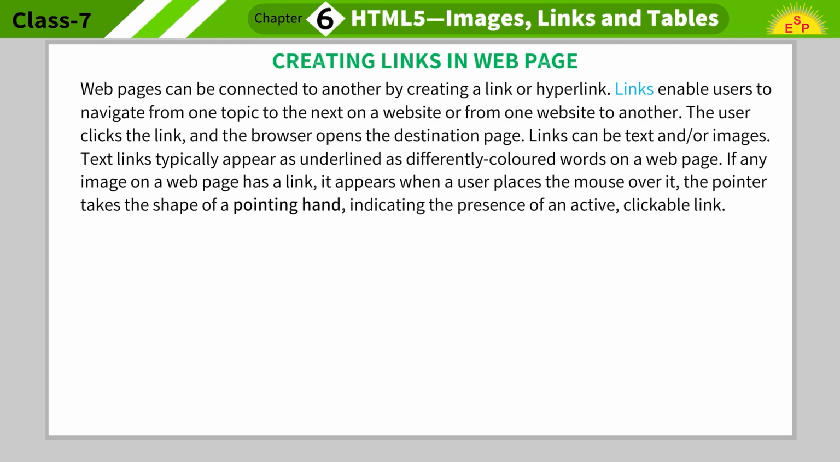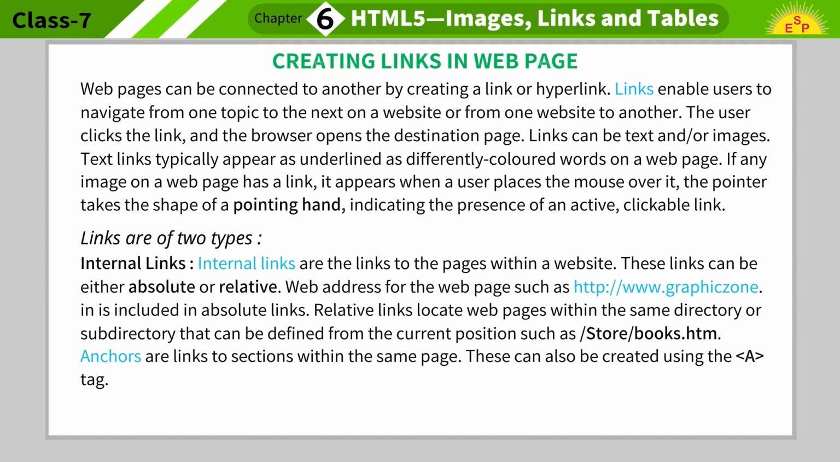Text links typically appear underlined, or as differently colored words on a web page. If an image on a web page has a link, it appears when a user places the mouse over it. The pointer takes the shape of a pointing hand, indicating the presence of an active, clickable link. Links are of two types. Internal links. Internal links are the links to the pages within a website. These links can be either absolute or relative.